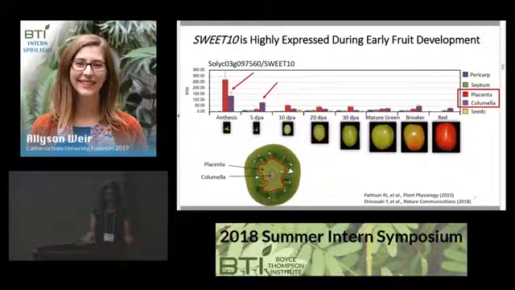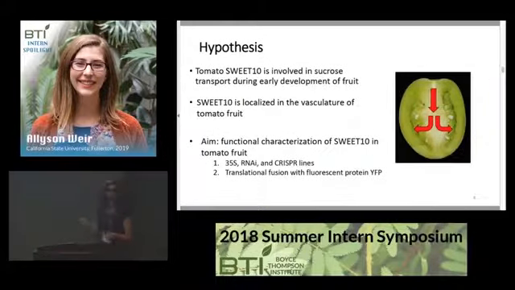So I hypothesized that tomato SWEET10 is involved in sucrose transport during early development of fruit, and that SWEET10 is localized in the vasculature of the tomato fruit here. This summer, my aim was to functionally characterize the SWEET10 in tomato fruit using 2 different approaches. The first approach being a characterization of the expression of SWEET10. I used transgenic lines, 3 different types, which are the 35S constitutive promoter used to overexpress SWEET10, RNAi used to knock down expression of SWEET10, and CRISPR used to knock out expression.